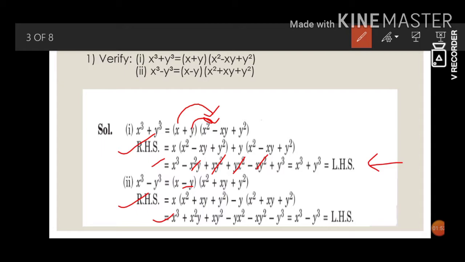Here we will not multiply y, we will multiply minus y with the bracket. So we will get minus yx square minus xy square minus y cube. Here also you can see the middle terms all cancel each other out and we will get x cube minus y cube. So our left hand side is achieved. This is how sums where we have to verify or show that can be done. Either we can start from LHS and go towards RHS, or from RHS and go towards LHS.